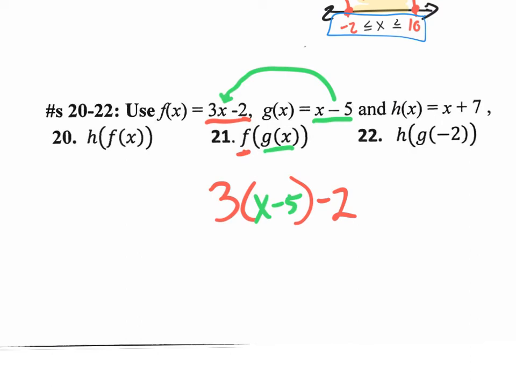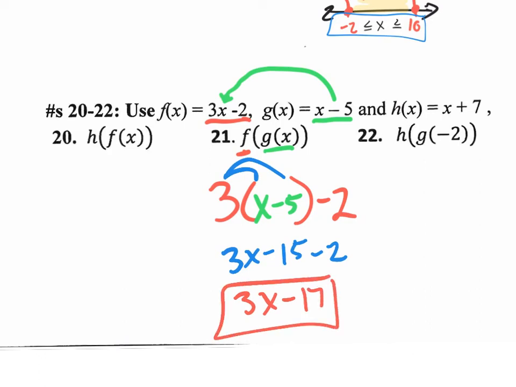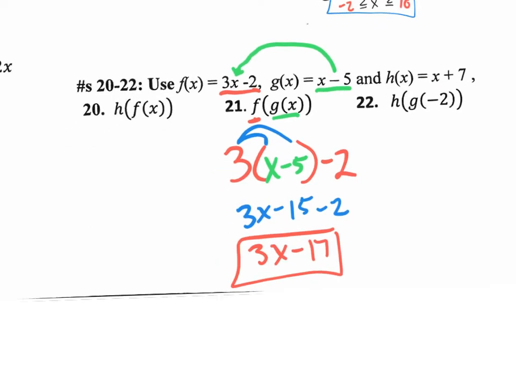And then after that, it's a question of just simplifying. 3 times x is 3x. 3 times negative 5 is negative 15. You have a minus 2 at the end. Final answer is 3x minus 17. And that's how we plug in one function into another. On the other video, I'll plug in the f into the h. And not only that, on the other video, I'm going to plug in the negative 2 into the g, do the math, get an answer, and then plug that answer into h and get another final answer on the other video.